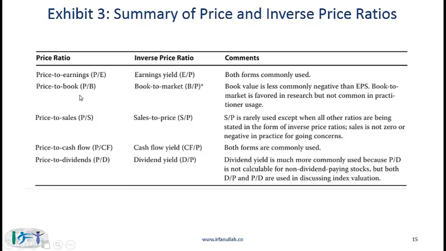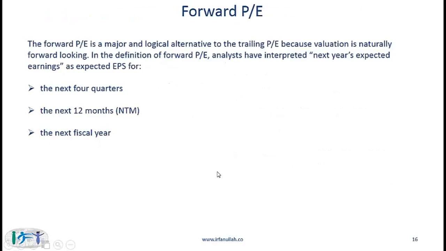Then the other ratios that we'll talk about, price to book is the price per share divided by book value per share. The inverse is obviously B over P. Price to sales, inverse is sales over price. So you can read all these, they are fairly self-evident. We've talked about the trailing PE, now let's come to the forward PE ratio.